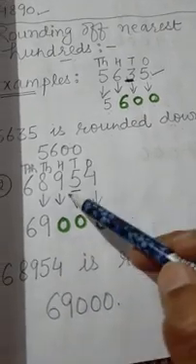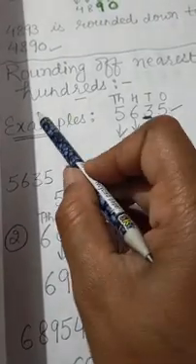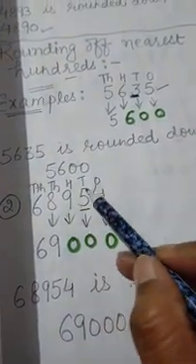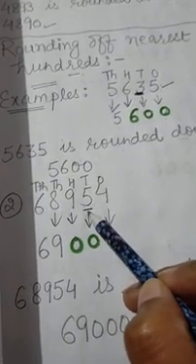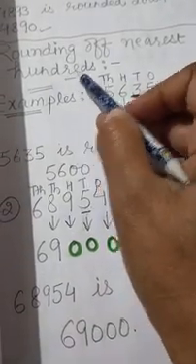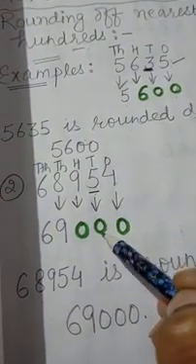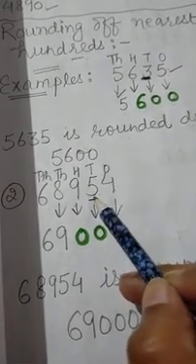Now see one more example. 68,954. You have to convert it to the nearest hundreds. While doing nearest hundreds, what will you do? We will see which digit? The tens place digit. In nearest hundreds, we will see the tens place digit. 4 will become 0, 5 will also become 0.